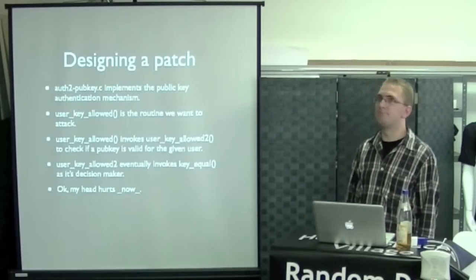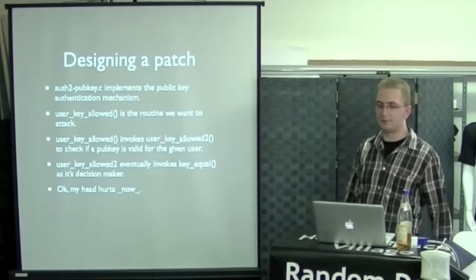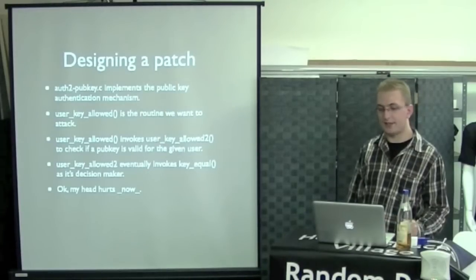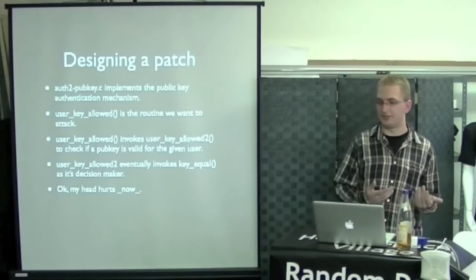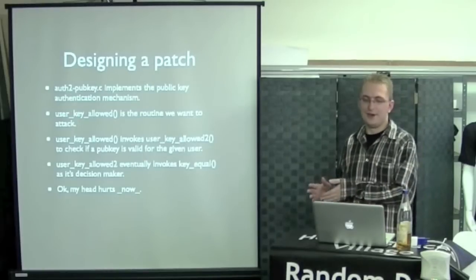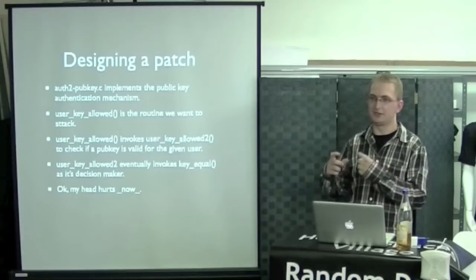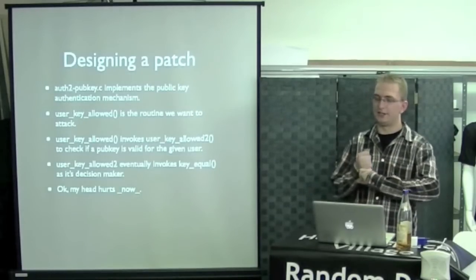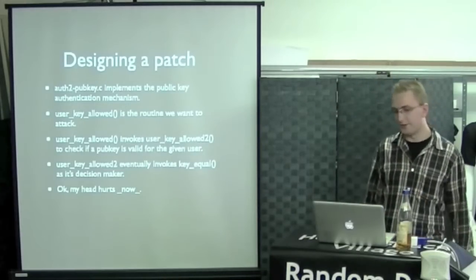So this was a pretty hair-pulling process to get right. There's auth2-pubkey.c, which implements the public key authentication mechanism. In there you have a user_key_allowed routine, which is basically what we want to attack. But there's some indirection: user_key_allowed calls user_key_allowed2, and in there is some more indirection, and eventually it comes to a key_equal call, and that's the decision maker, which returns integer 1 for authentication successful or integer 0 for failure. Okay, my head hurts now.